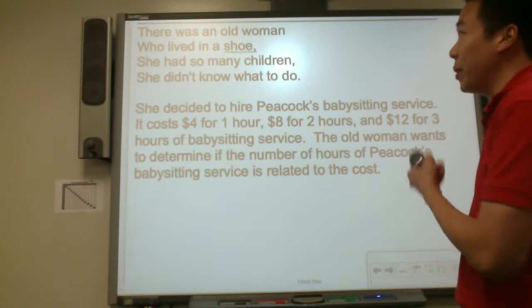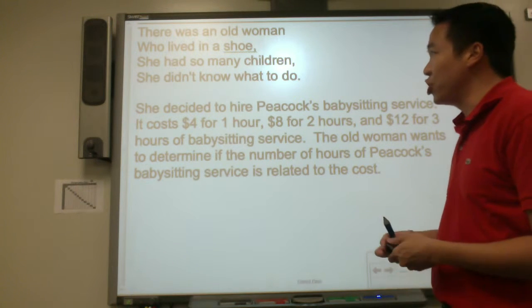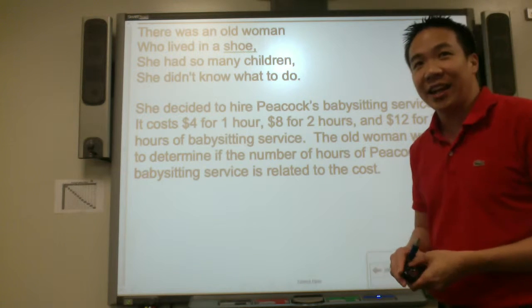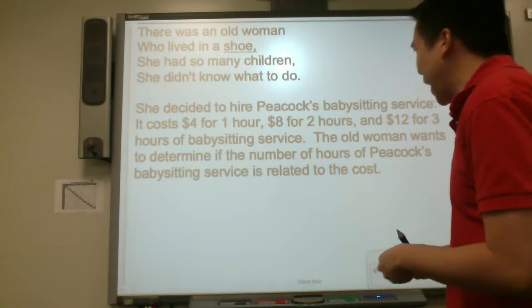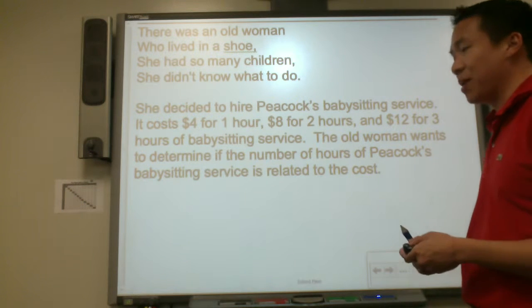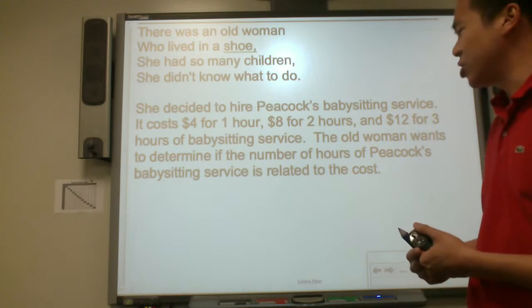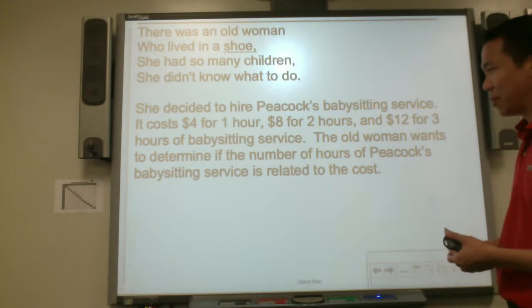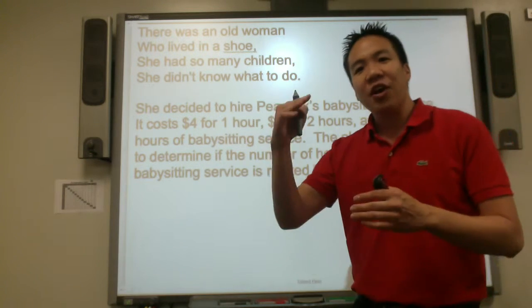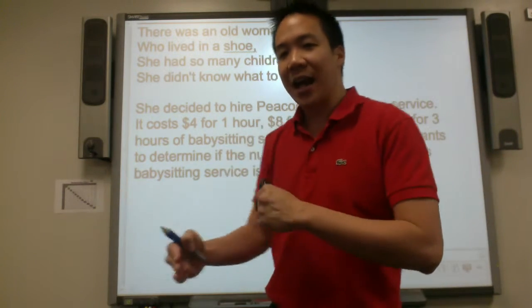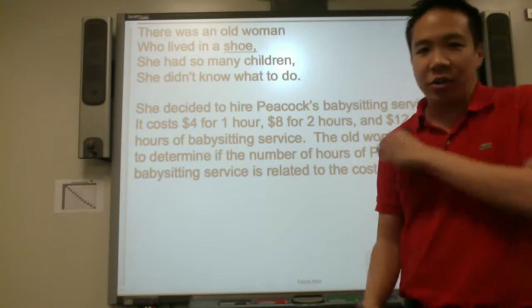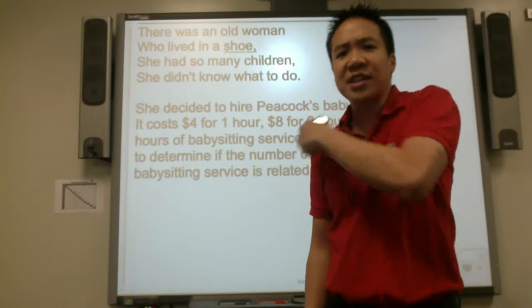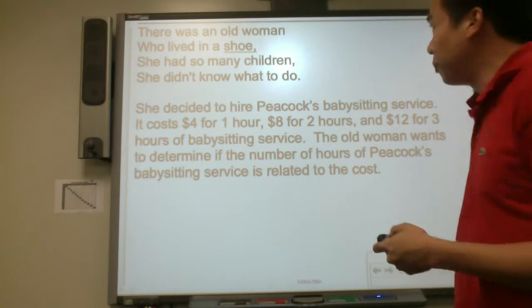So there was an old woman who lived in a shoe. She had so many children she didn't know what to do. She decided to hire Peacock's babysitting service. It cost $4 for an hour, $8 for 2 hours, $12 for 3 hours of babysitting service. The old woman wants to determine if the number of hours of Peacock's babysitting service is related to the cost. Is it the same rate when you look at the different hours? Does Miss Peacock and her daughter charge the same for every hour?